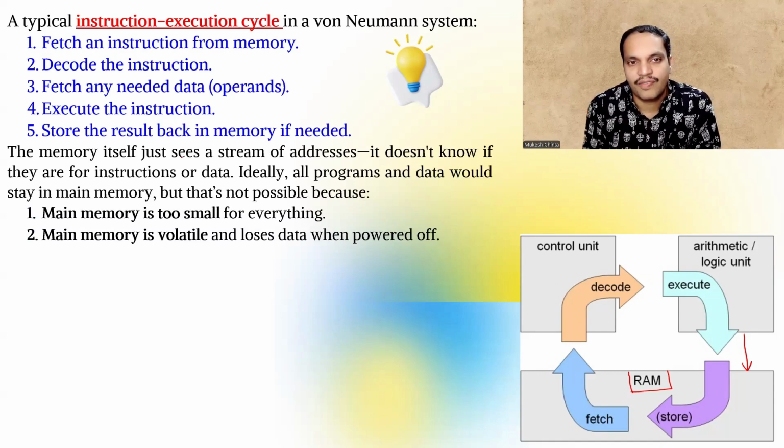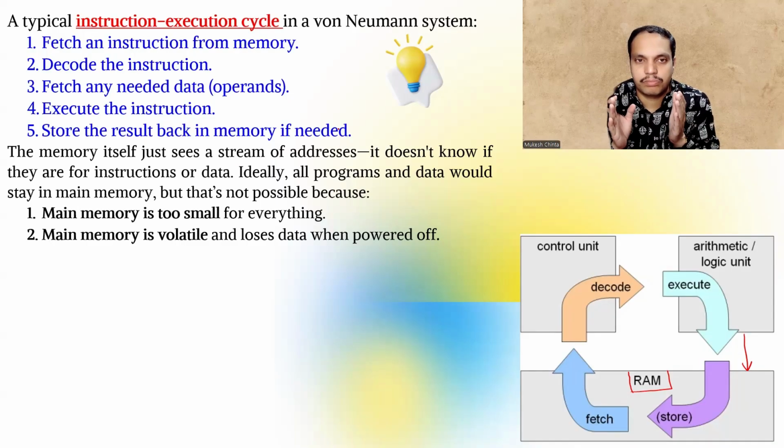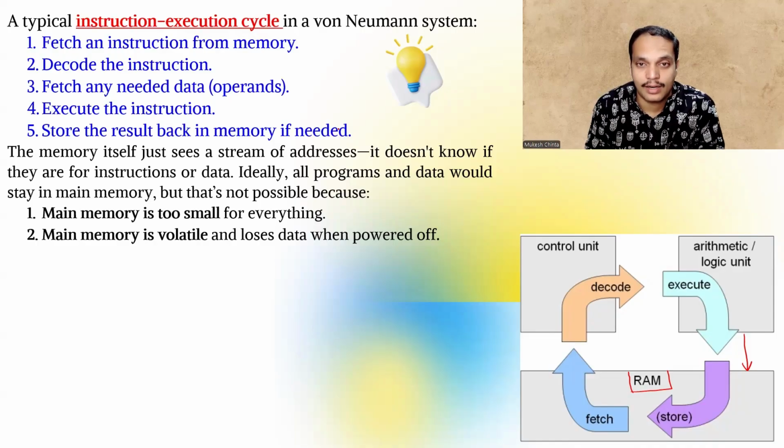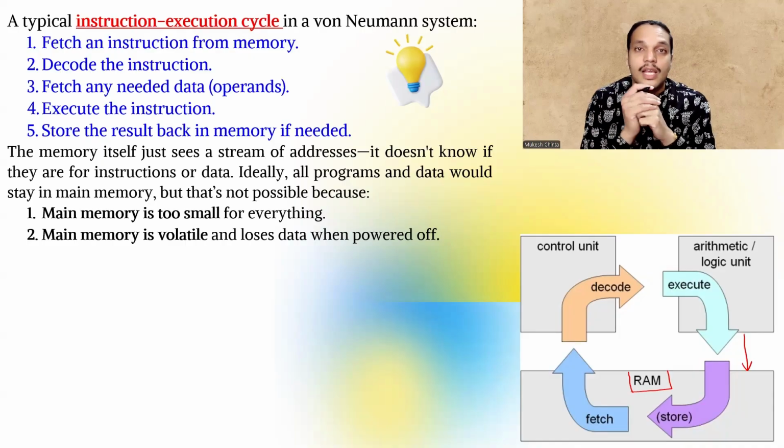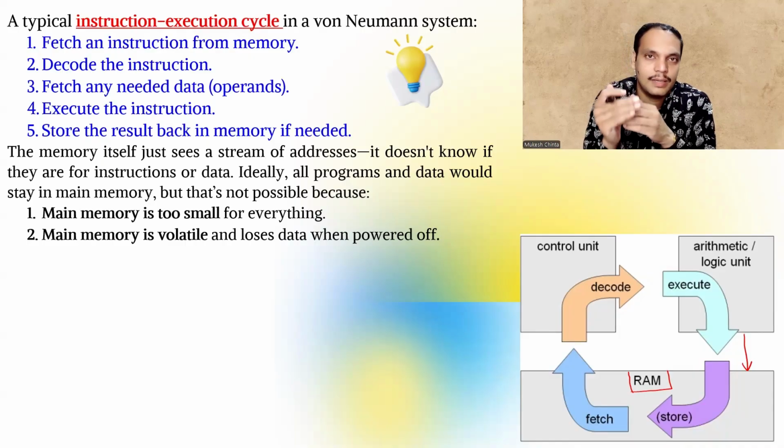The memory itself just sees a stream of addresses. As I told you, all the memory we usually denote as a series of bytes, each byte having its own address. So it doesn't know if they are instructions or data. What we want to do, as I told you, is that any program that wants to be executed must be placed in the main memory, so that the CPU can go fetch it and execute it.